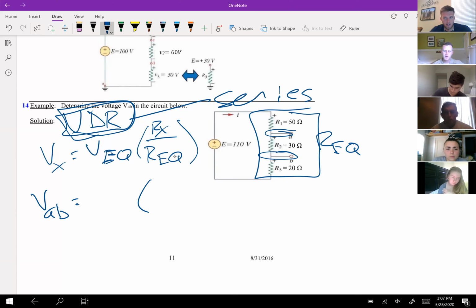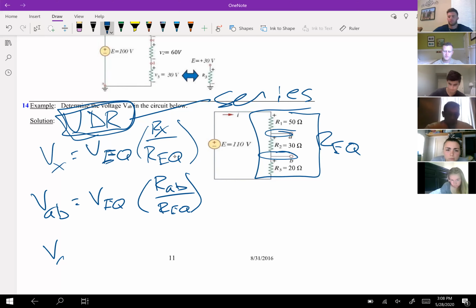Back to the subscripts, that means that this R needs to be the RAB, right? If X is here and X is here, then AB is here and AB is here. In this case, the voltage being shared amongst each of those is the total. That's not always the case. It's always between what the series element nodes. So here's where the series begins, here's where the series ends.